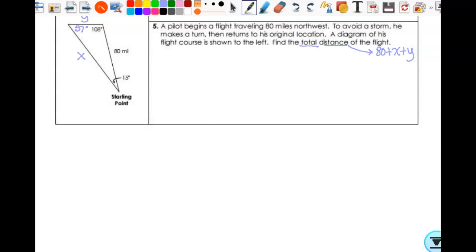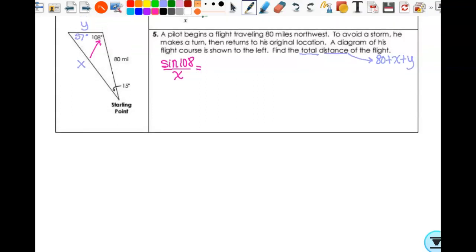Okay, so let's start with x. To find x, x is across from 108. So I will have the sine of 108 over x equals, and then I don't want to use the y because I don't know what that is. I need to use this side length. 80 is across from what? 57. So then I'm going to take the sine of 57 over 80. Okay. Everybody with me on that?